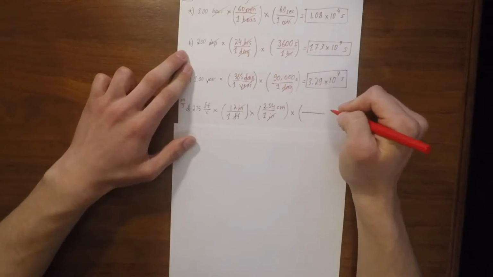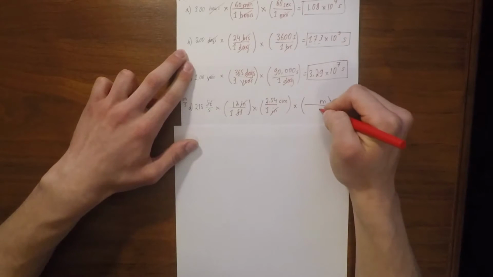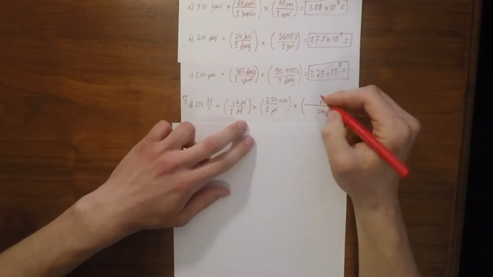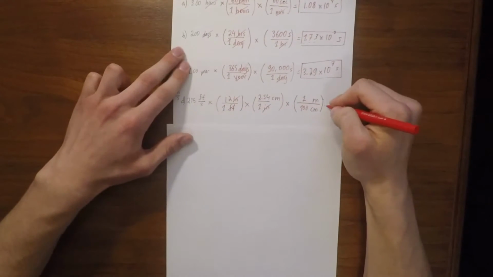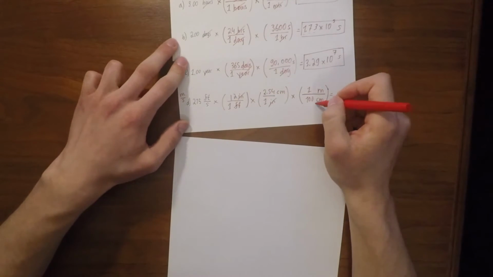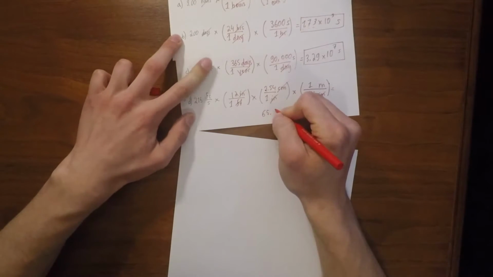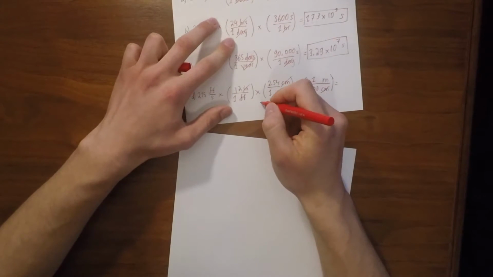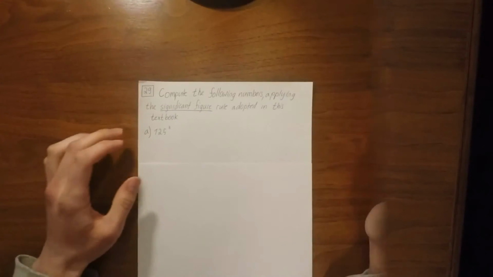Now since we're converting to meters, we know meters are going to be on top, centimeters are going to be on the bottom, and there are exactly 100 centimeters in 1 meter. There we go. And if we multiply all of this together with centimeters canceling, we should get 65.5 meters per second. And that is the answer to D.